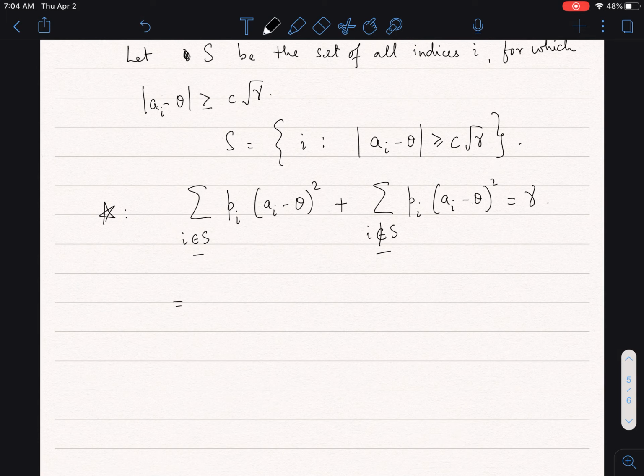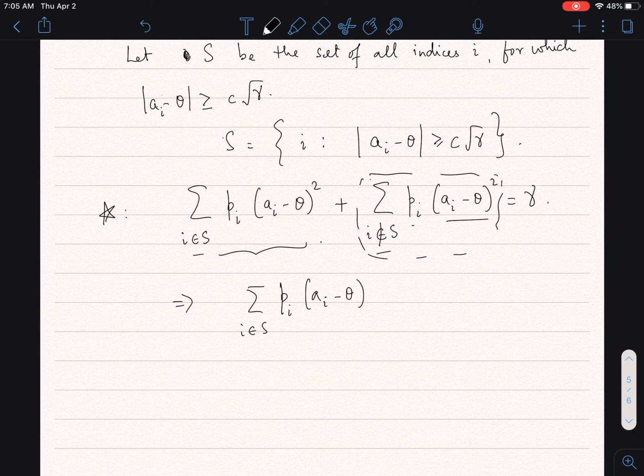And so what this implies is that if I ignore the second term, then the second term is clearly positive because p is positive and this is some square which is always positive. So the first term is always less than or equal to gamma. Okay. So from this we have that the sum over i in S of p_i times (a_i minus theta) whole squared is less than or equal to gamma.